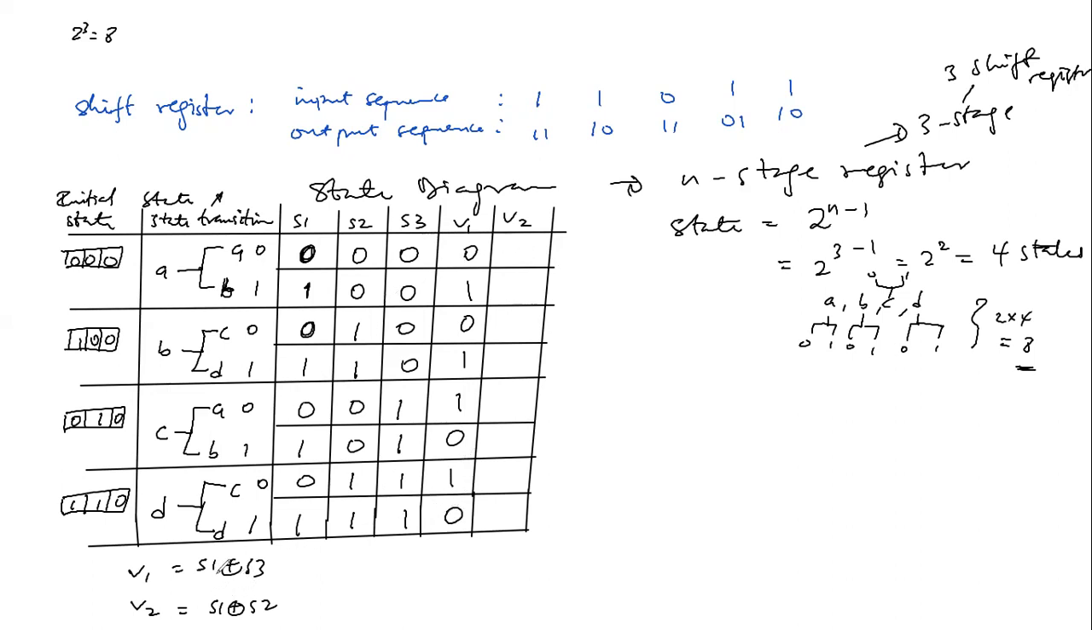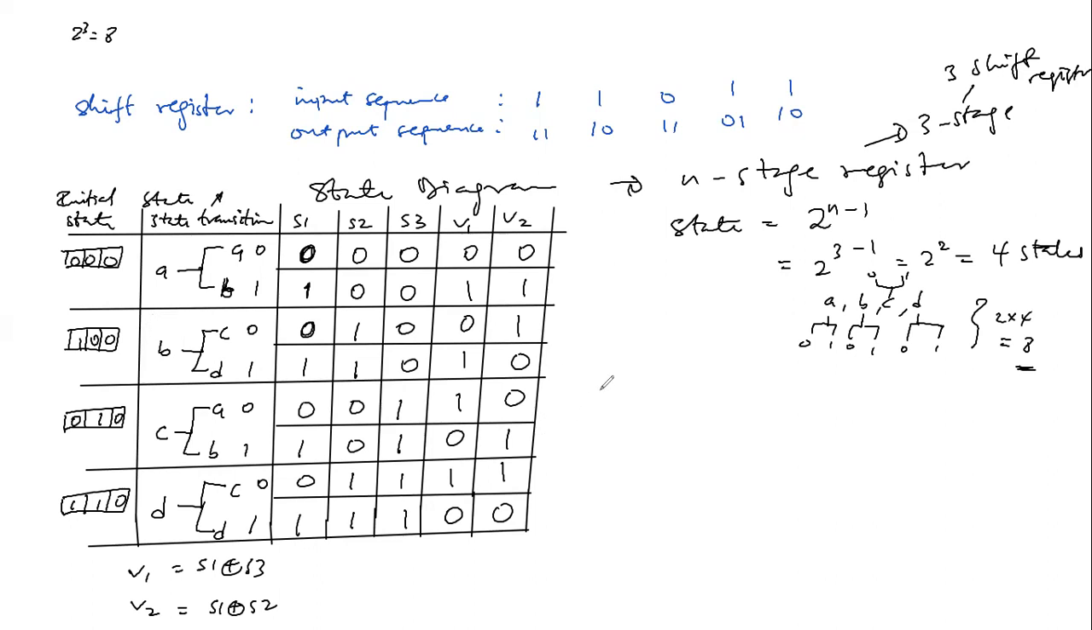Then V2 is S1 plus S2. 0, this is 1, this is 1, this is 0, this is 0, this is 1, this is 1. 0 plus 1, 1 plus 1 is 0. So we have 0, 0, 1, 1, 0, 1, 1, 0, 1, 0, 0, 1, 1, 1, 0, 0. Now, the state diagram follows directly.